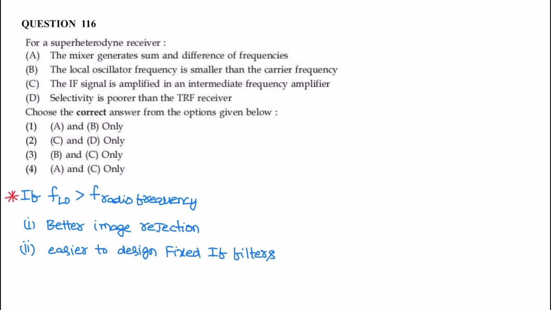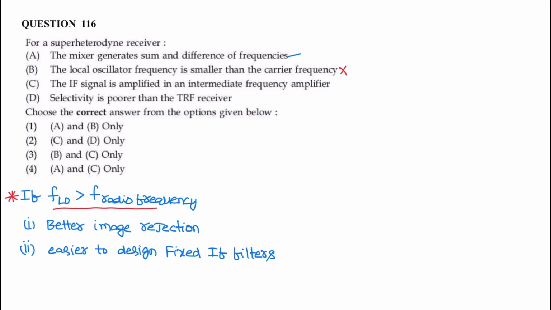In a superheterodyne receiver, the mixer generates sum and difference frequencies. Statement A is correct. The local oscillator frequency is smaller than the carrier frequency. So this statement is wrong. Generally, the local oscillator frequency is greater than the incoming radio frequency signal. If the local oscillator frequency is greater, then better image rejection is possible and it is easier to design fixed intermediate frequency filters, IF filters.